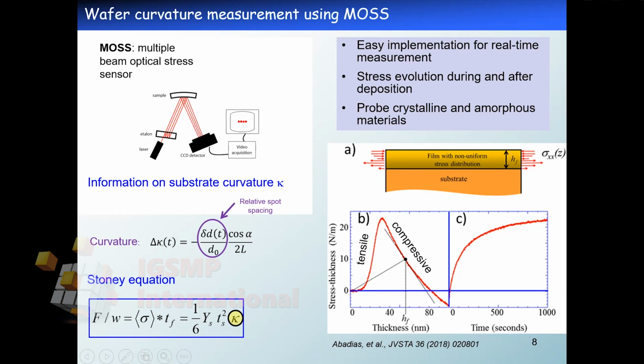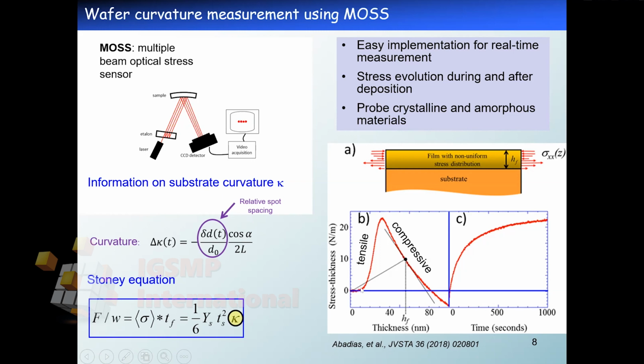here, kappa. And using the Stoney equation from mechanical equilibrium, we can relate the curvature to the stress-thickness product. So in the presentation that will follow, the stress is denoted by sigma here, and I will mainly plot the stress times film thickness product. So typically what we can plot is the evolution of this quantity, the stress-thickness product, as a function of film thickness during deposition. And we have most of the time a non-monotonous response as illustrated here.